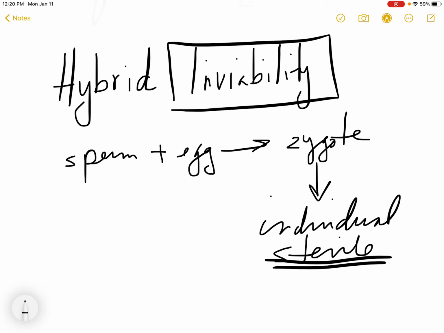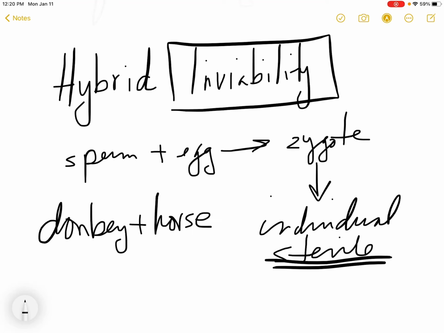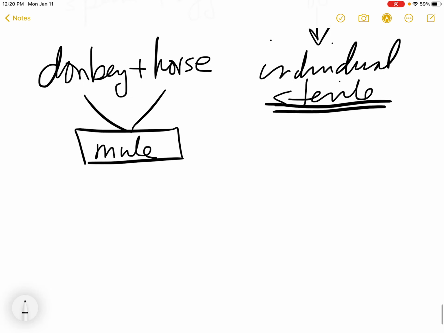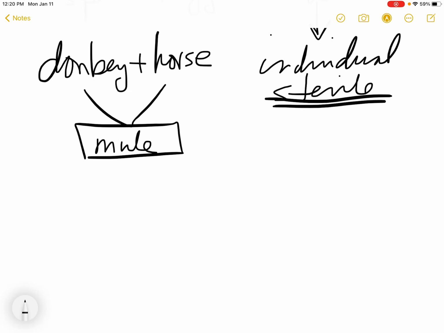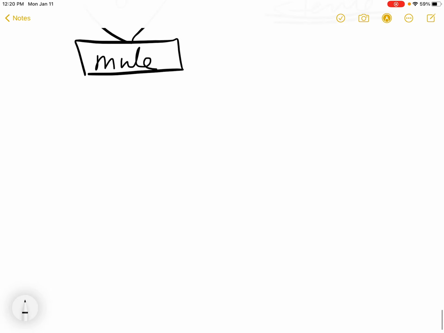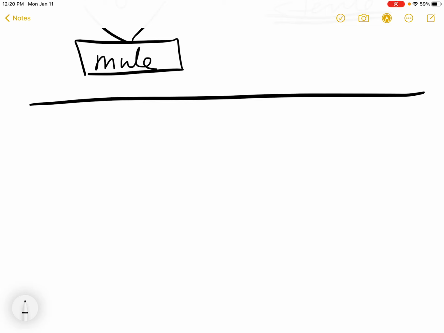So the best example is the mule. A donkey and a horse are two different species, but they're similar enough that a zygote can be produced. But when it does, it grows into an animal called a mule, and mules cannot have their own babies. So therefore, it breaks the chain, and that prevents the mule from passing on any genes or contributing to the gene flow. Okay? And of course, the tiger and the lion that I mentioned before would also count for that.